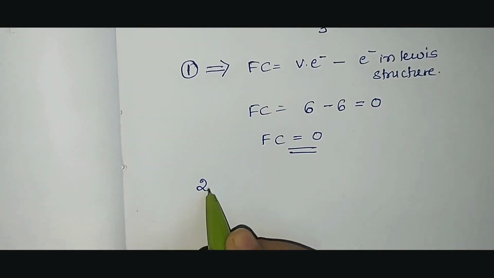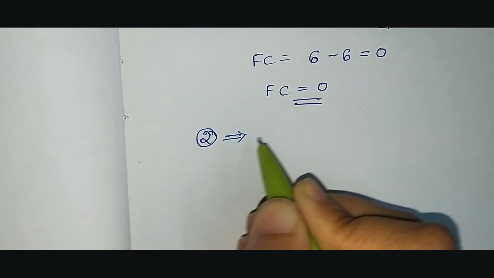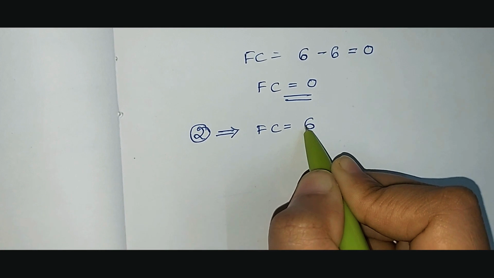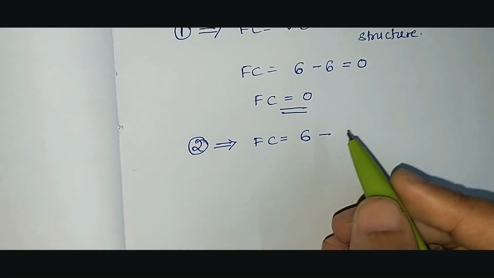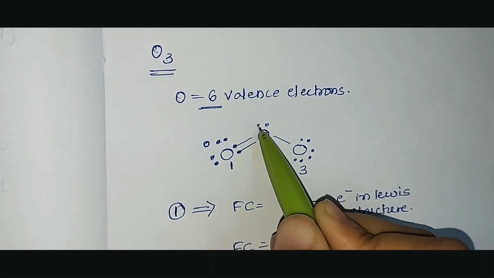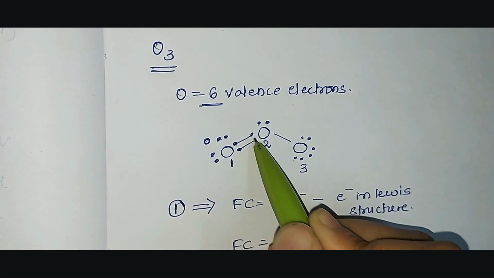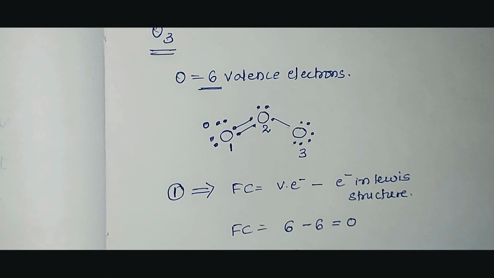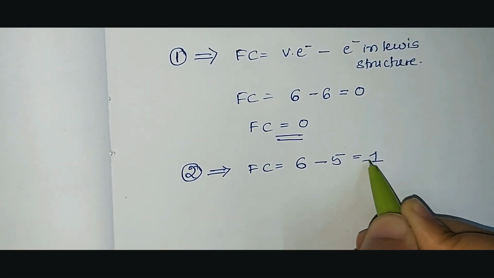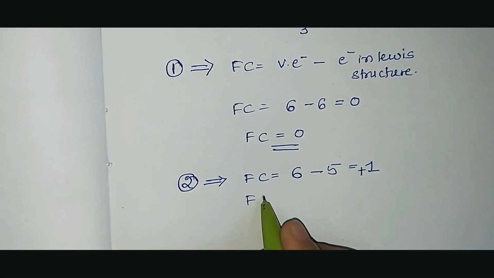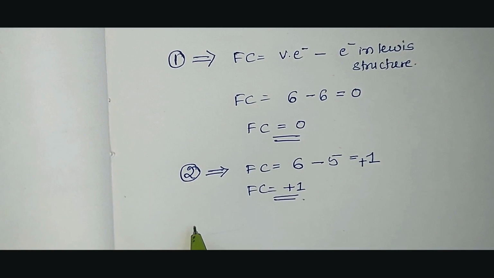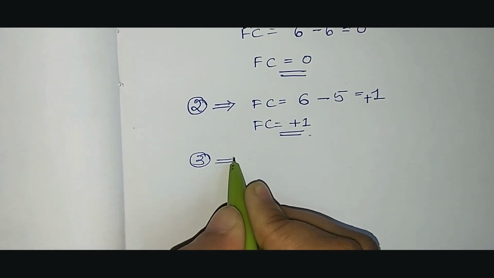Let us go with the second oxygen atom. Same formula: formal charge is equal to valence electrons in free atom, which is 6, minus how many electrons do we have surrounding the second oxygen? 1, 2, 3, 4, 5. So 6 minus 5 is equal to plus 1. So what is the formal charge on the second oxygen atom? It is plus 1.